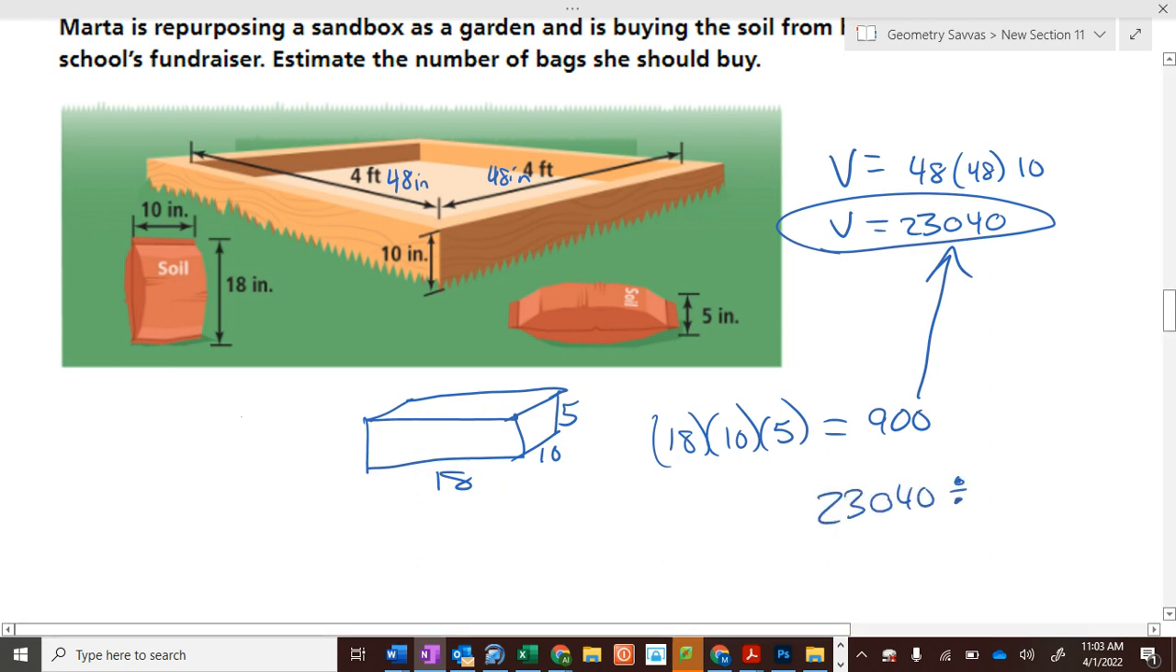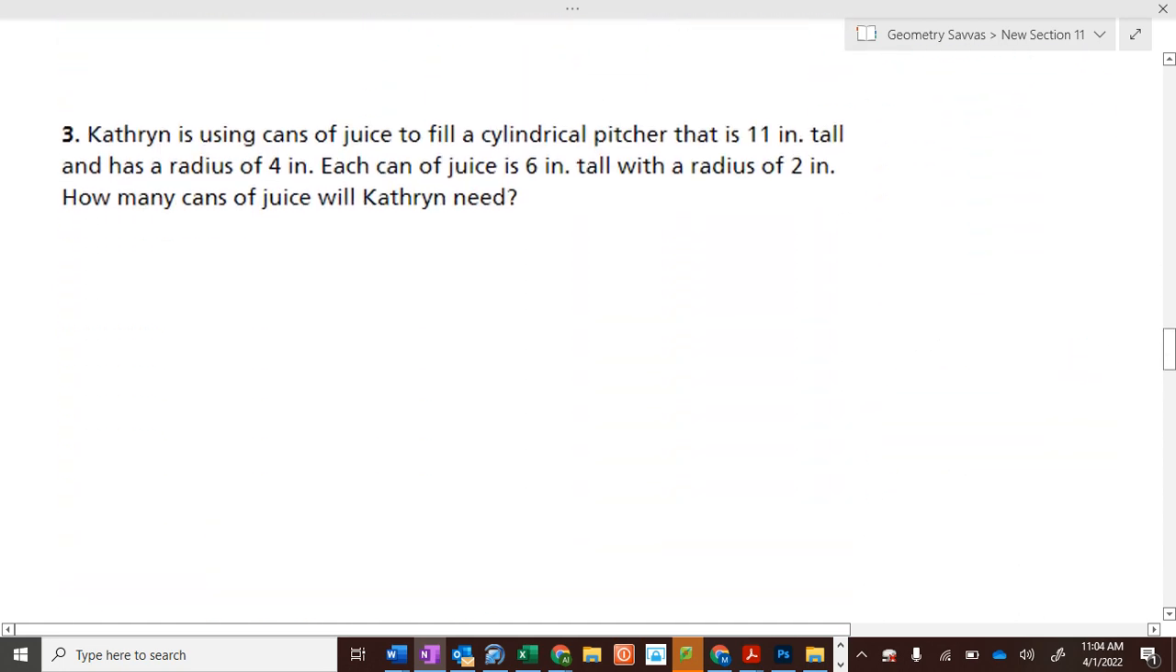What do you do? Add, subtract, multiply, or divide? You divided. So we had to divide, and we got what? 25? 25.6. How many bags does she need? 26 bags to fill it so it's leveled off across the top. Okay? So, she could just get a baby bag.